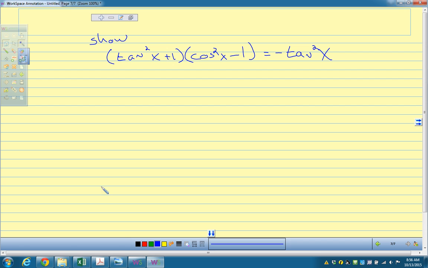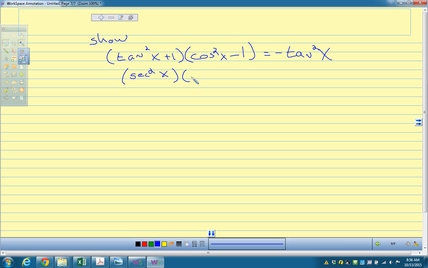You gotta try different approaches. You might want to multiply these together, but then you're going to get tan squared cosine squared, and that's going to get messy. Which side do you think I probably want to work with? Left. What's tan squared x plus 1 equal to? Secant squared. This is why you have to know these Pythagorean identities. How could I rewrite cosine squared x minus 1?